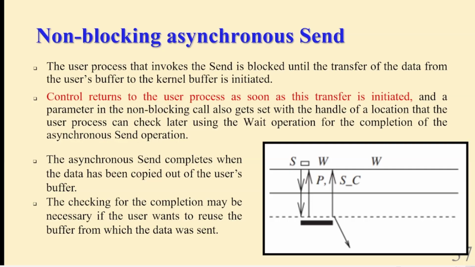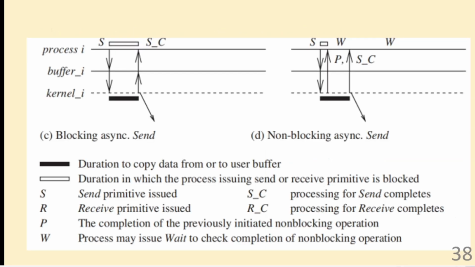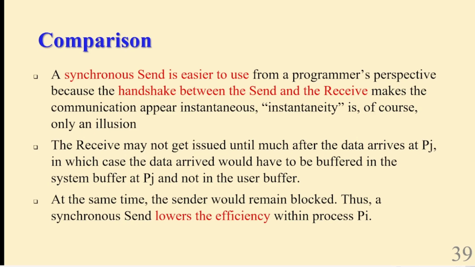Now, why we need the wait function is because, suppose you send a large file. The operating system will say, don't worry, I'll send it, and you continue doing other work. Later, before reusing the same memory buffer, you need to know whether that send has finished or not. So you ask using the wait function. If the communication is complete, the wait function returns immediately. Otherwise, it will block until the operation finishes. That is the use of the wait function. Then again here you have the blocking asynchronous send and non-blocking asynchronous send figures. Comparison.